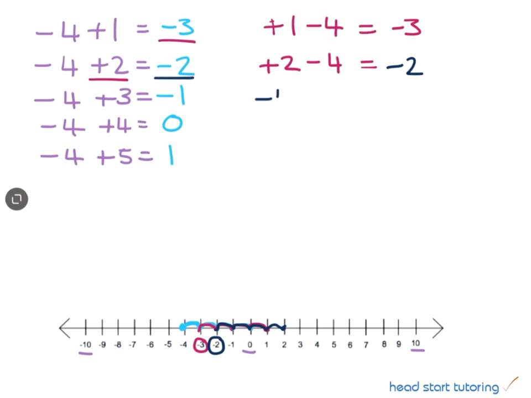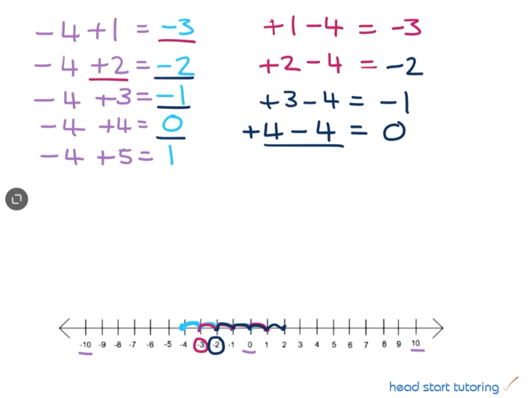So I would like you to see that +3 minus 4 will give us an answer of -1, as will +4 minus 4 give us an answer of 0. And we know that because 4 minus 4 we have been working with for a long time. So we know that 4 minus 4 is equal to 0. So when we are faced with -4 plus 4, we can, in our heads, think of it as +4 minus 4, and then we will know that the answer is 0.